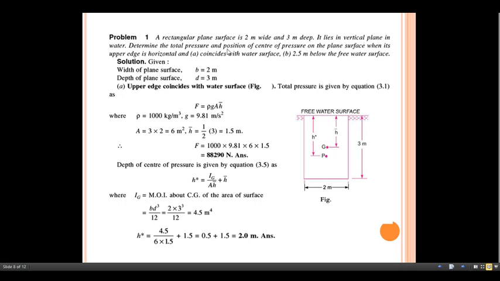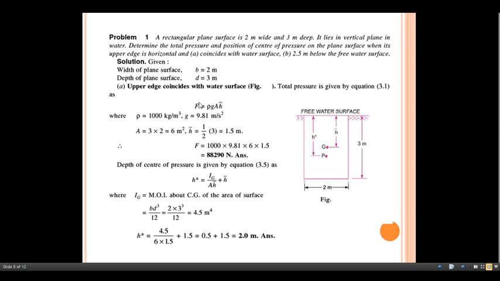Okay. First of all, write down the given data here. Width of the plane surface is given as 2 meter, then depth of the plane surface is given as 3 meter. According to this data, first of all, just complete this diagram. So free surface is here. Then the depth is given, then the width of the plane surface is also given. Just try to write these points here: the center of gravity point, and here is the location of h star.